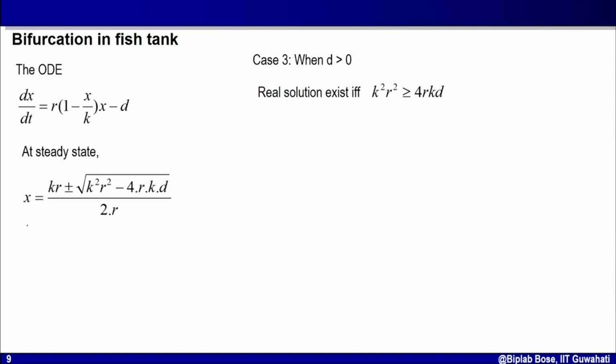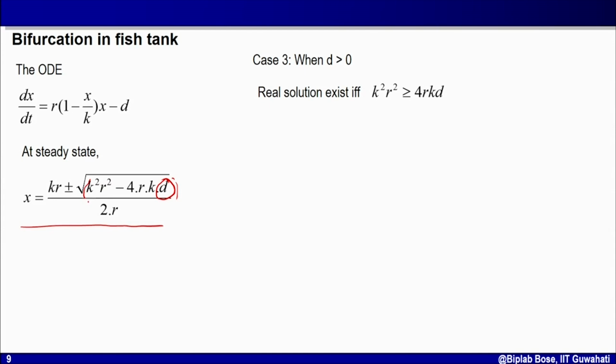Look into the solution for x. This is the quadratic solution that we have got. If d is greater than 0, then we may have a trouble. I have k square r square minus 4rkd in the square root. I have to keep this whole term under the square root as a positive thing, because otherwise I will not have any real solution.